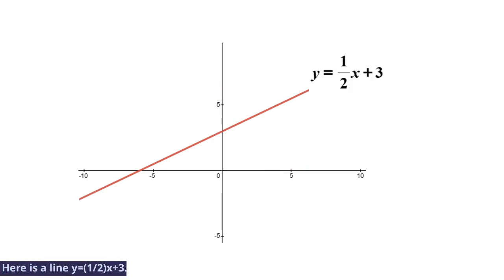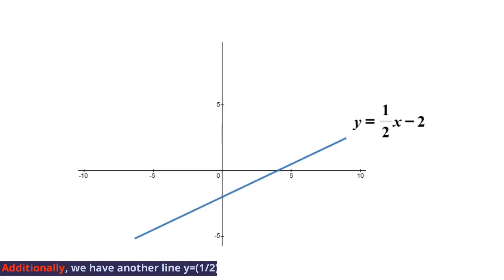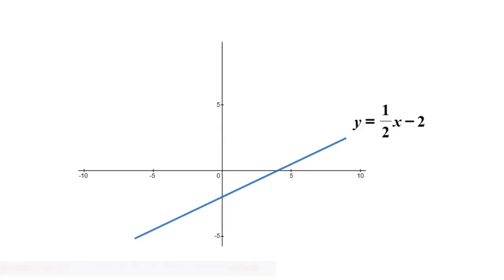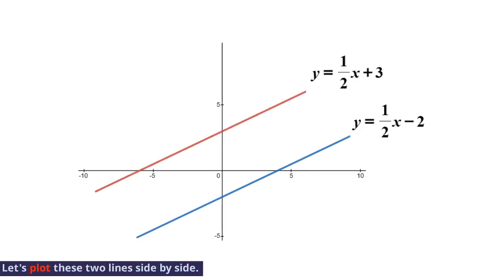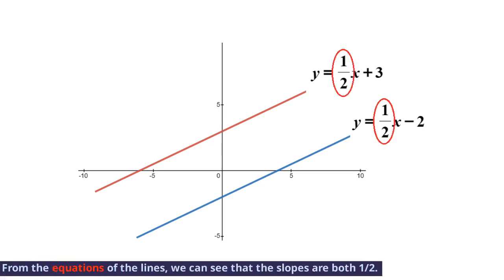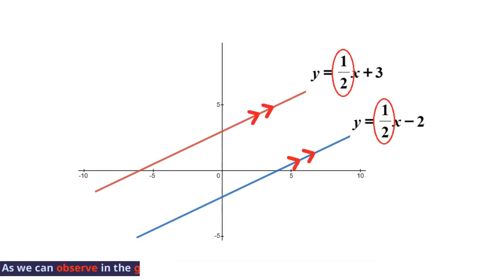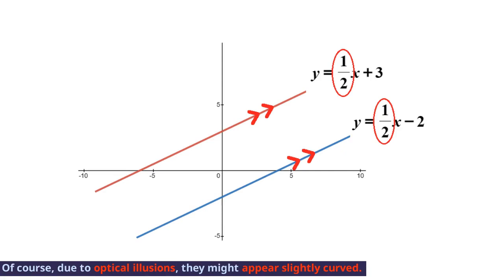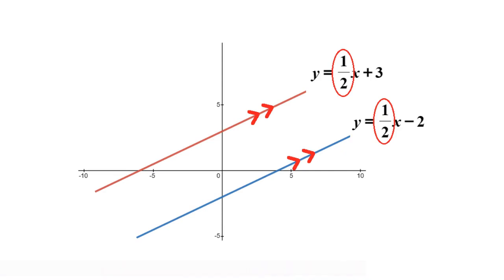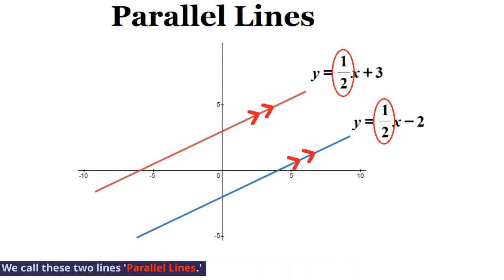Here is a line y = 1/2 x + 3. Additionally, we have another line y = 1/2 x - 2. Let's plot these two lines side by side. From the equations of the lines, we can see that the slopes are both 1/2. As we can observe in the graph, the two lines are parallel. Of course, due to optical illusions, they might appear slightly curved. We call these two lines parallel lines.